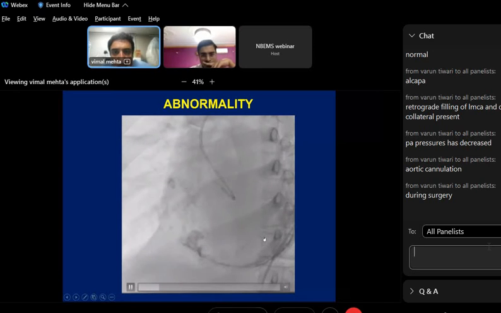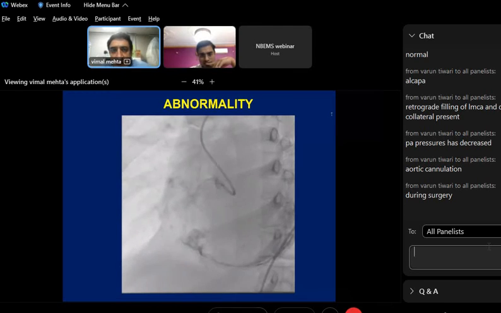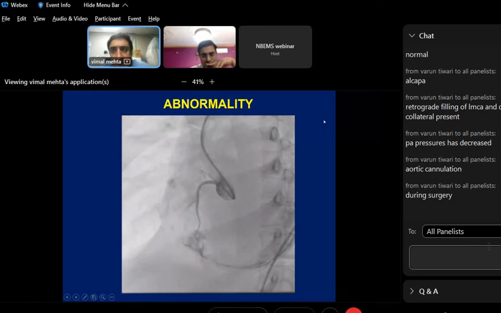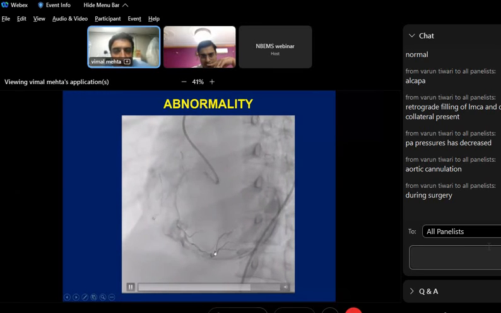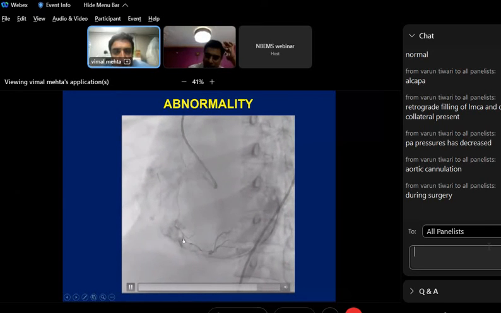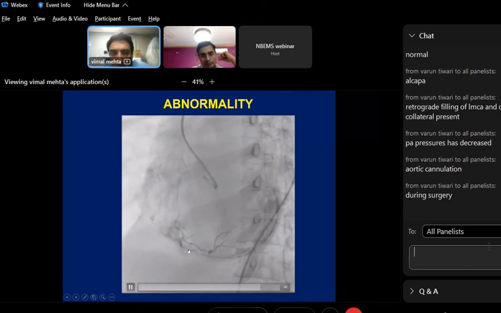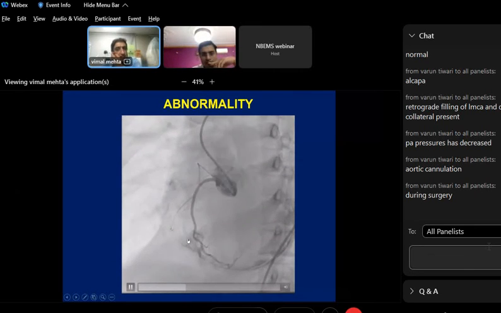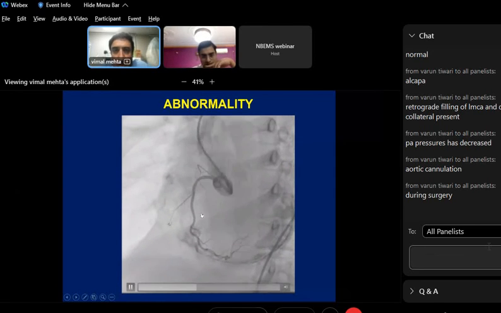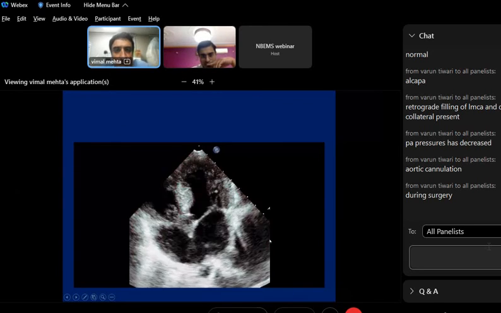What is the angiogram showing? Look at the artery movement. Because the AV groove has a lot of calcification, there is very little movement. The coronary artery over here is moving very well, but this coronary is encased in calcium, so there is very little movement. So it is constrictive pericarditis with encased coronary artery.